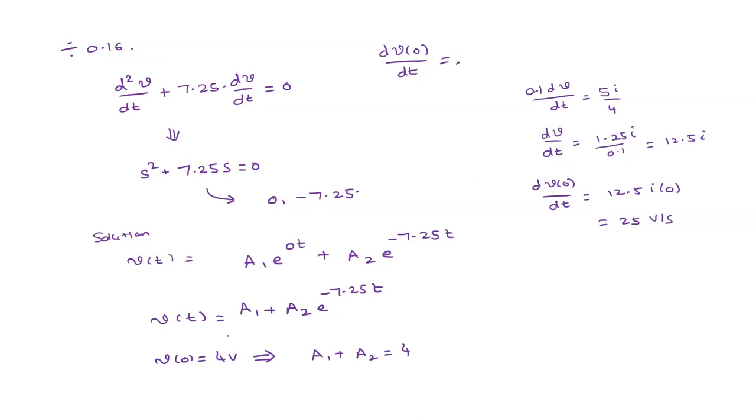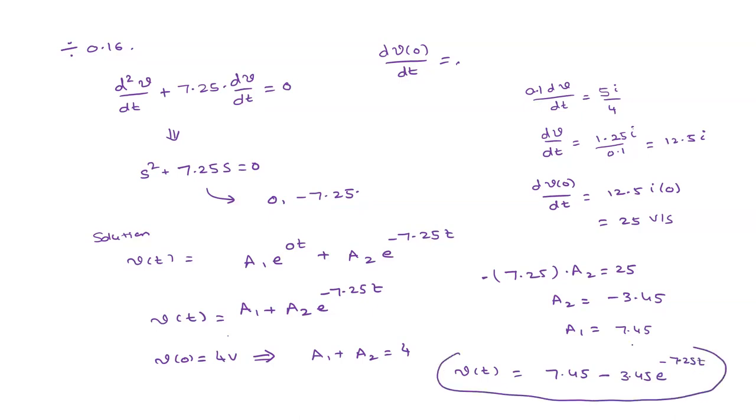So substitute this one and find out the value. If you differentiate this one, it will be 0. So what will you get? 7.25 minus 7.25 into A2, which is equal to 25. So what is A2 value? Minus 3.45. So therefore, from this, what is A1? A1 plus A2 is 7.45. So what is the overall solution? V of t equals 7.45 minus 3.45 e to the power of minus 7.25 t.